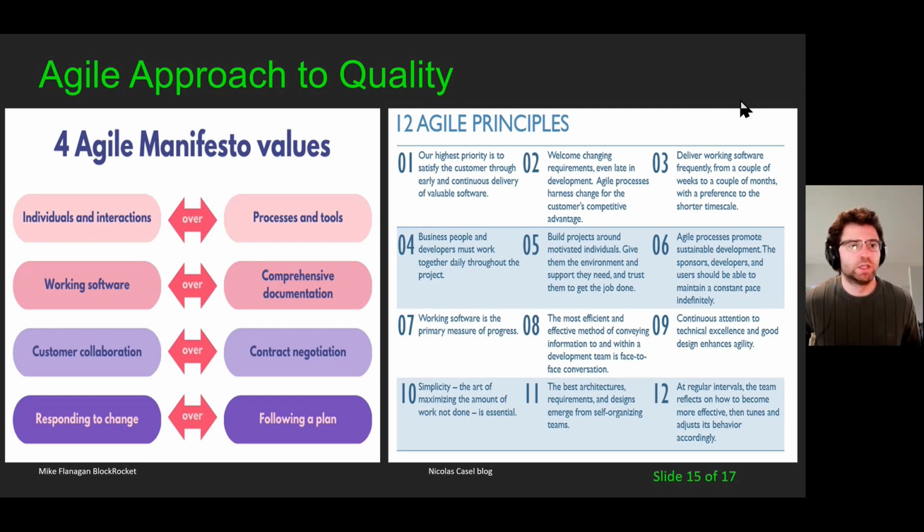So let's talk about the agile approach to quality, right? A lot of folks will often say, well, is quality even relevant in agile? And it's actually a very silly and totally nonsensical question to ask when you think about it. But many people, I think, naively do, and I want to take the time to address why they might do, right?